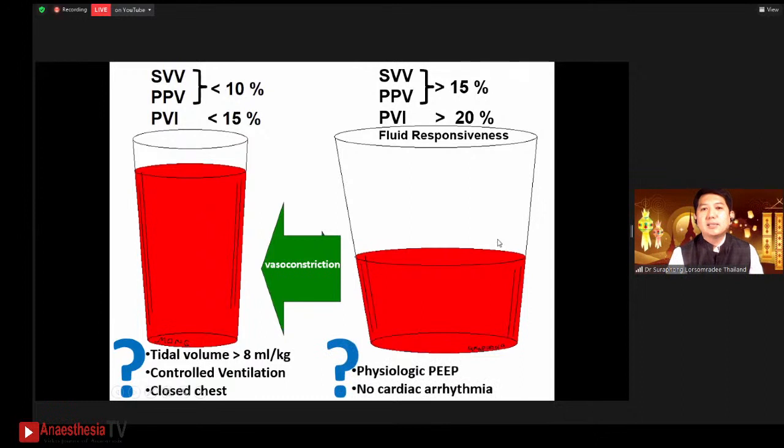And in case that we have a high number, like fluid responsiveness, can we rely on that before we give the fluid? I have to get back and ask, is it the physiologic PEEP or not? Because too high PEEP will make this number go up. Or if we have cardiac arrhythmia, or the surgeon moves the heart, we will have another variation. The number is going up. So before we analyze this number, we have to think about this.